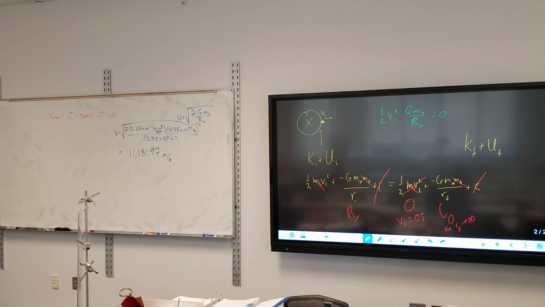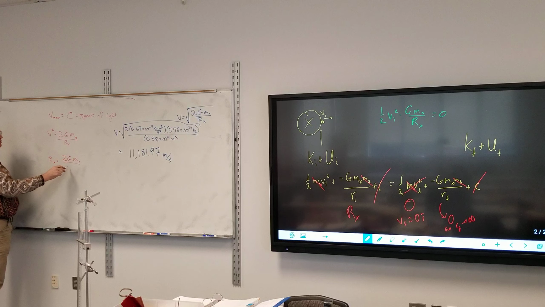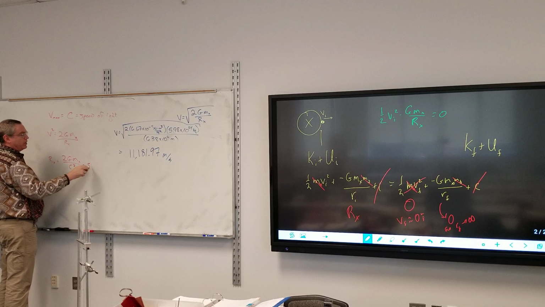I'll offer justification for that. Going back to that equation there, I know that v squared is equal to 2G mass of x over r sub x. If I'm solving for r sub x, it would be 2G mass of that central body divided by this maximum speed squared. This is the formula for the Schwarzschild radius.